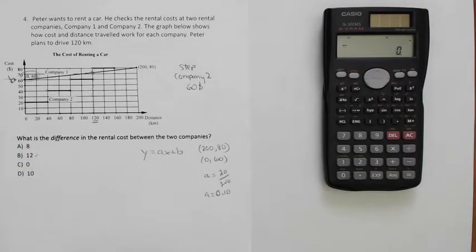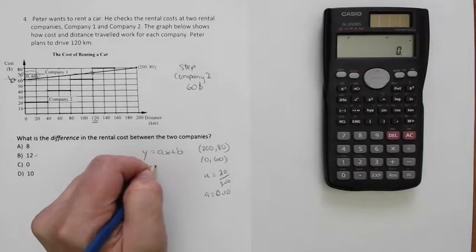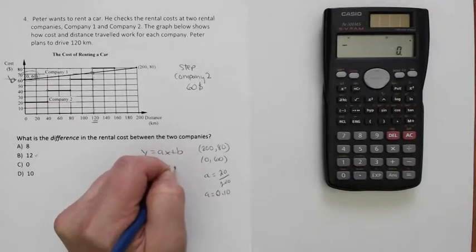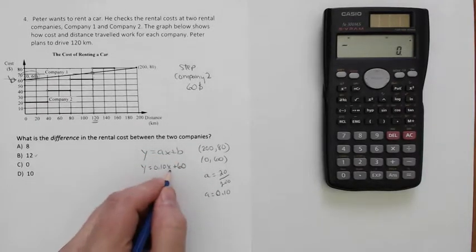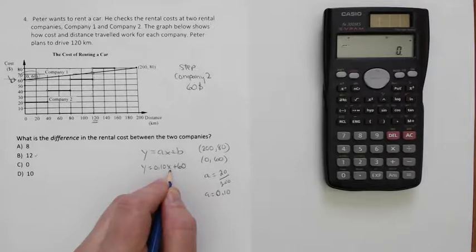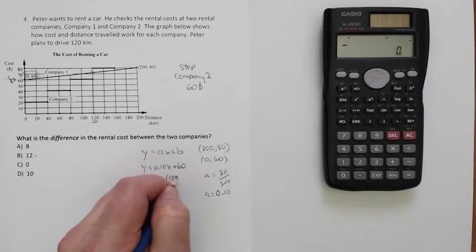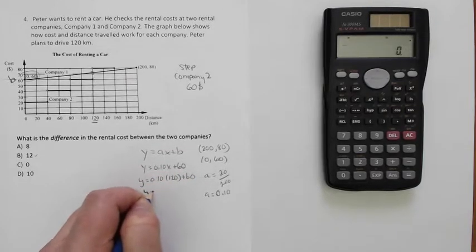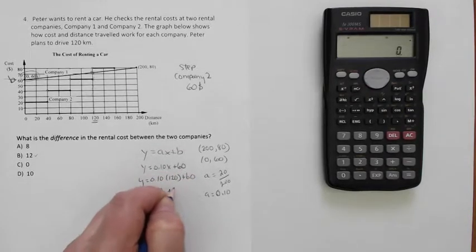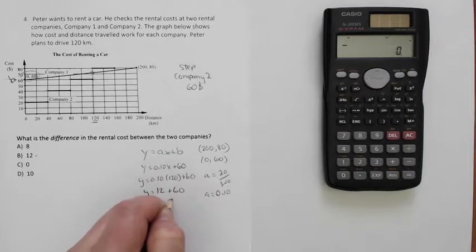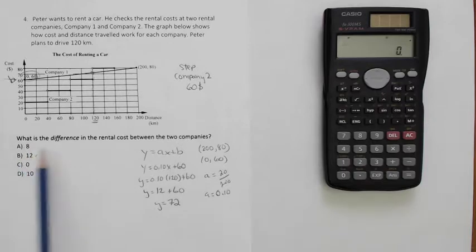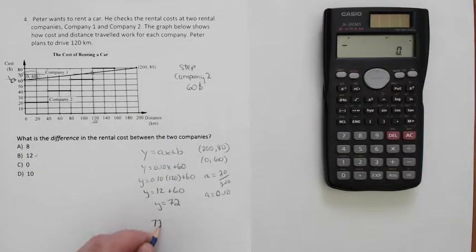Right there. So we have the equation y is equal to 0.10x plus 60, and we know that x is 120. So y is equal to 0.10 times 120 plus 60. That's y is equal to 12 plus 60, so y is equal to 72. So what's the difference? 72 minus 60, we're looking at a $12 difference.